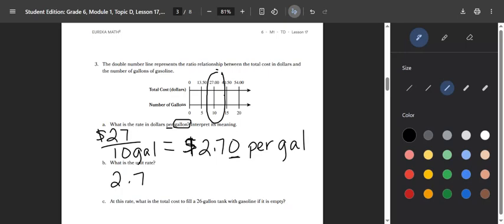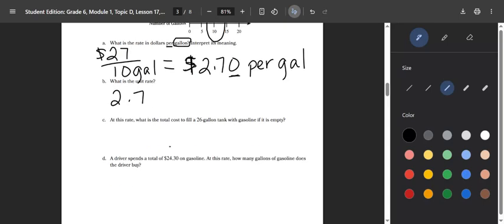if your tank is 26 gallons and you need to fill it up in C, and you're going to use 2.7 to figure out how many gallons of gas the driver buys in D. So 2.7 becomes your unit rate. It's like your conversion factor when you are converting units, like units of measurement.